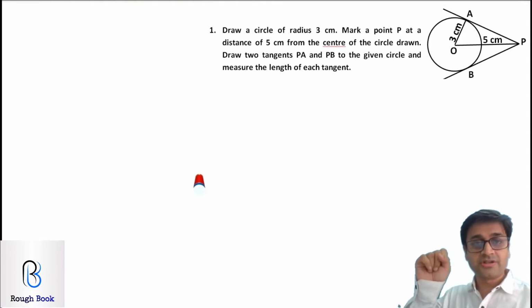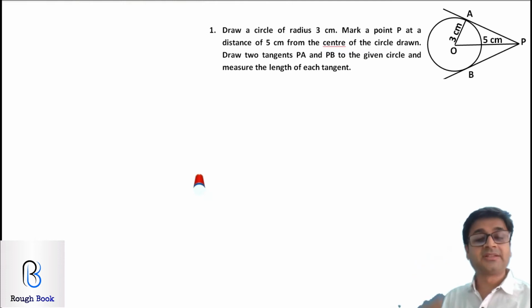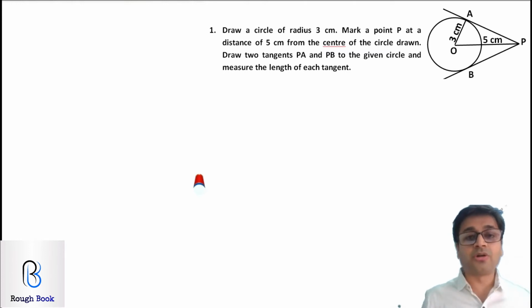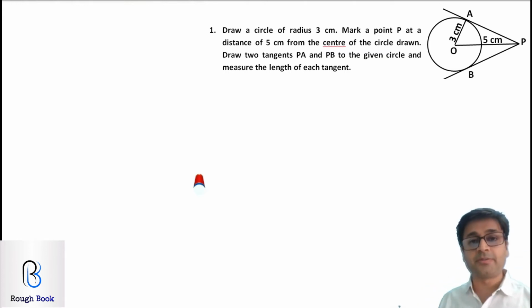So there your question is with the rough diagram. It says draw a circle of radius 3 centimeter. After that, take a point P from the center O at a distance of 5 centimeter and draw two tangents to the circle through this point P. So how are you going to go about it? So obviously the first thing we are going to do is draw a circle.